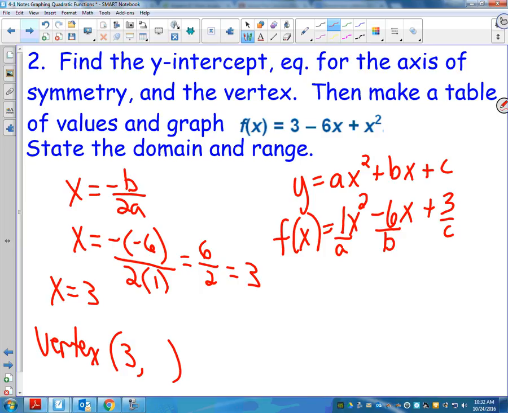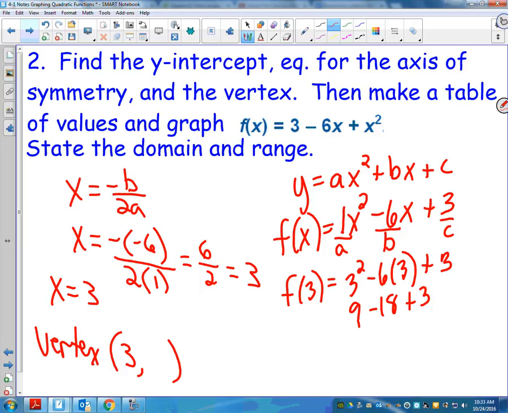So if the vertex x coordinate is 3, how do I find the y that goes with it? You just plug 3 in, right? If x is 3, to find the y value, we're just going to plug it in just like we made our xy chart before. So all I'm going to do is plug 3 in to get this value. So I'm going to go up here, right here, and I'm going to do f of 3, and that's going to give me 3 squared minus 6 times 3 plus 3, or you can use your calculator. Negative 9 plus 3 is negative 6.